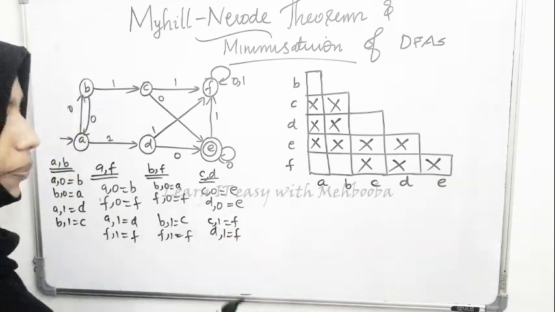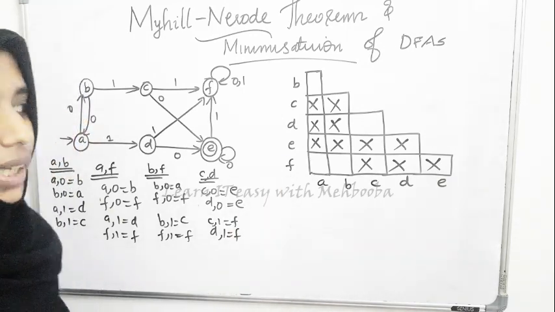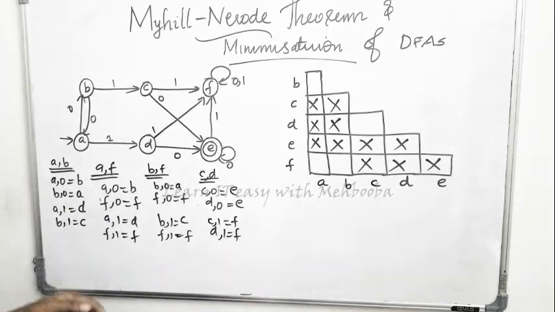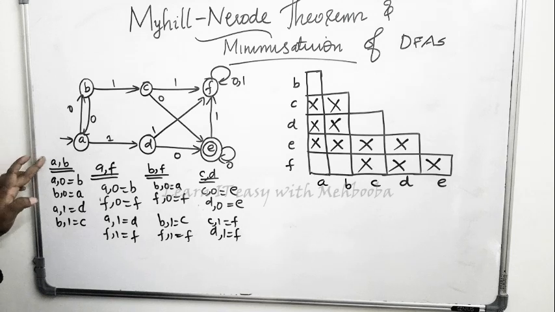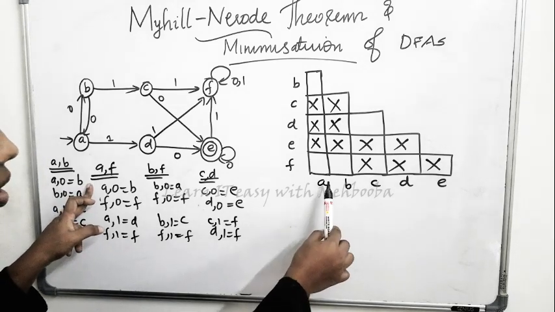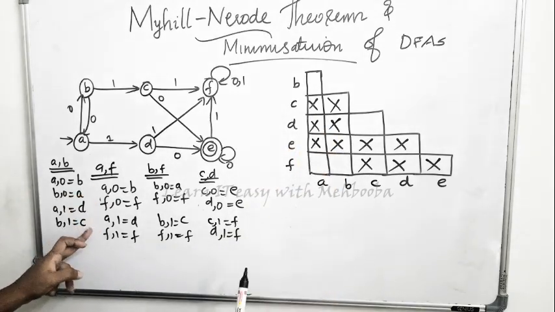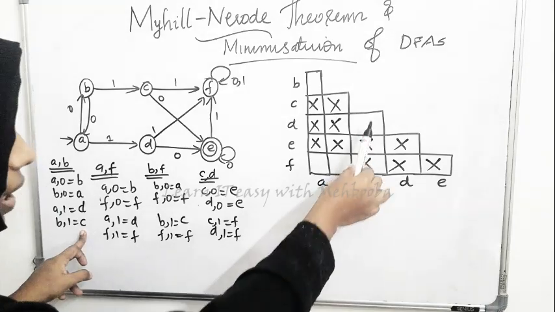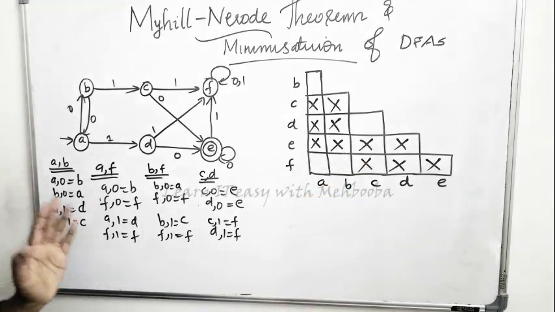Now you have to keep on doing the very same thing for all the unmarked cells till you get 2 iterations in which no changes are happening. Now I will check AB once again. So AB gives the pair BA. BA is not marked. Now it gives another pair on 1, DC, CD. CD is not marked. So I can't mark AB for the time being.